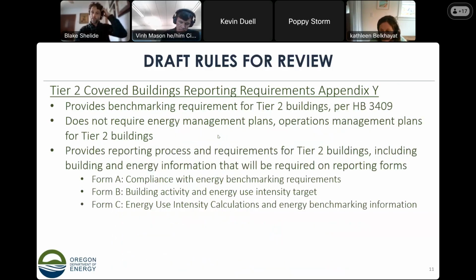We've also provided the draft rules for the Tier 2 covered buildings reporting requirements in Appendix Y. It's structured similarly to the Tier 1 appendix in terms of reporting requirements, but it's a lot shorter because it doesn't include any of the requirements for things like energy management plans and operations and maintenance plans for Tier 1 buildings, because those are not required for Tier 2 buildings. But what it does do is provide the benchmarking requirements and reporting requirements for Tier 2 buildings.